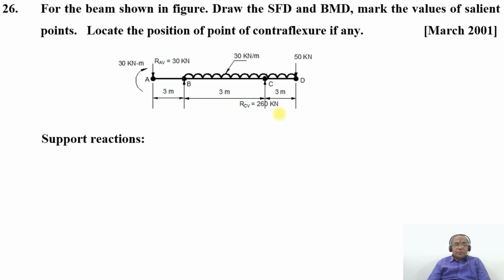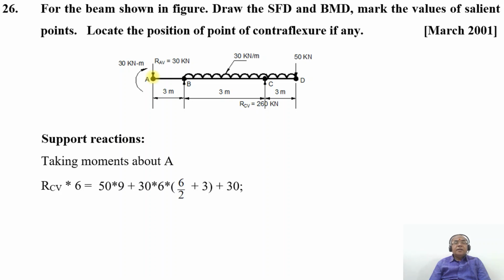So to analyze this, first we need to go for the support reactions. What are the support reactions? Taking the moment about the point A, RCV into 6 will be equal to 50 into 9 plus 30 into 6 into (6 by 2 plus 3), plus 30.